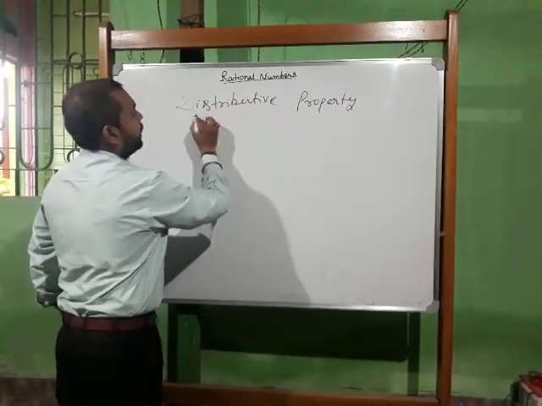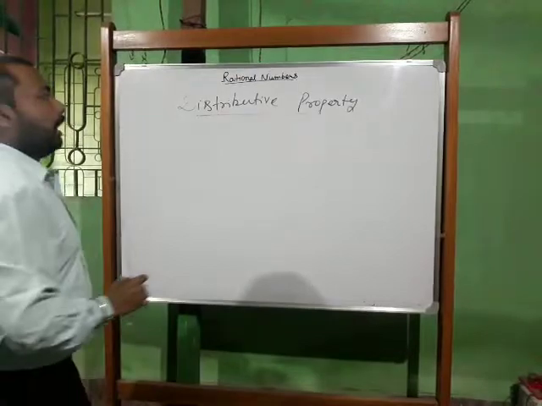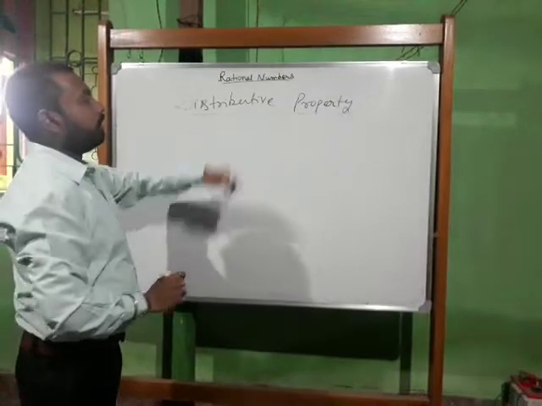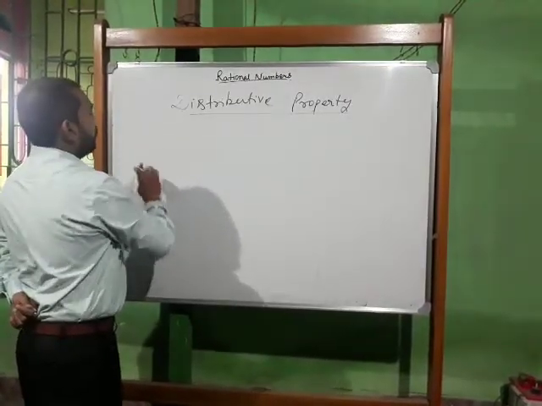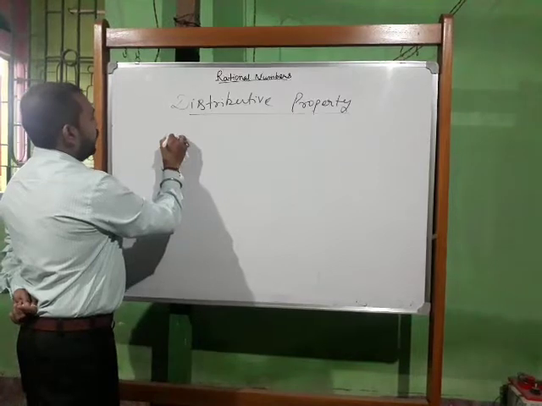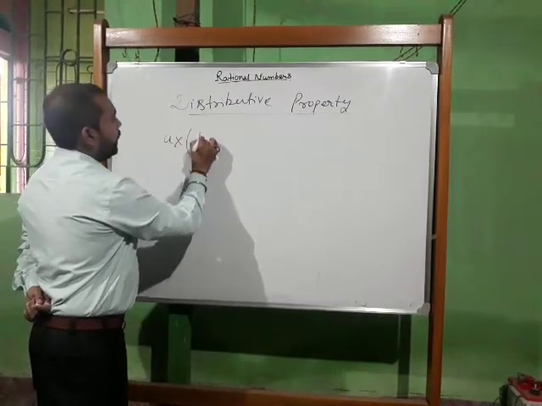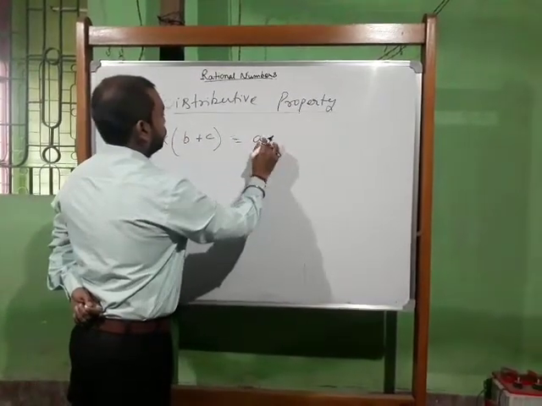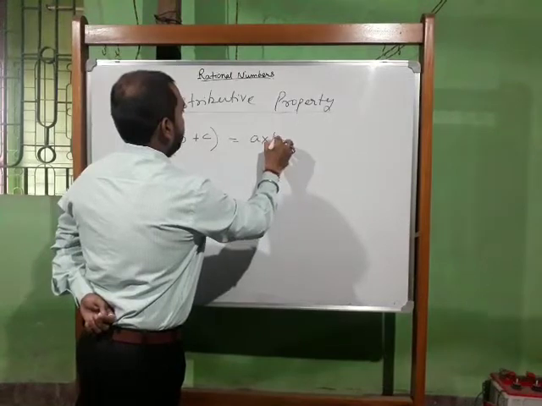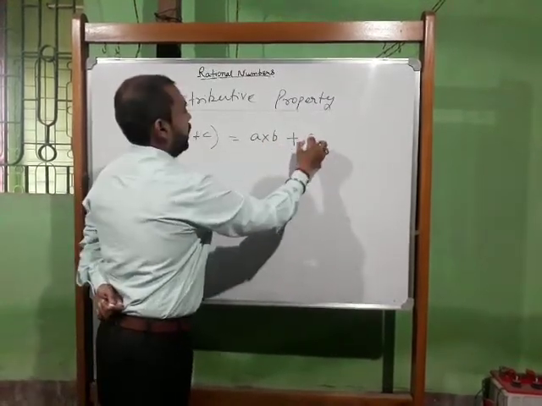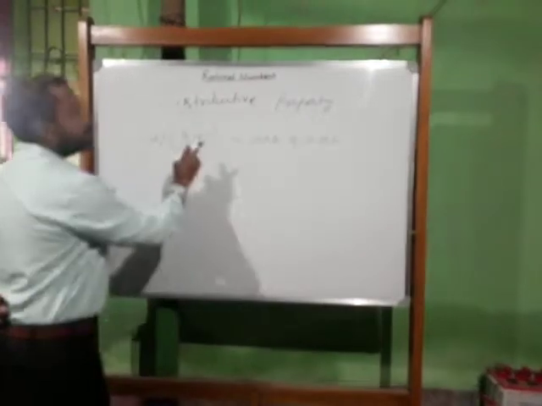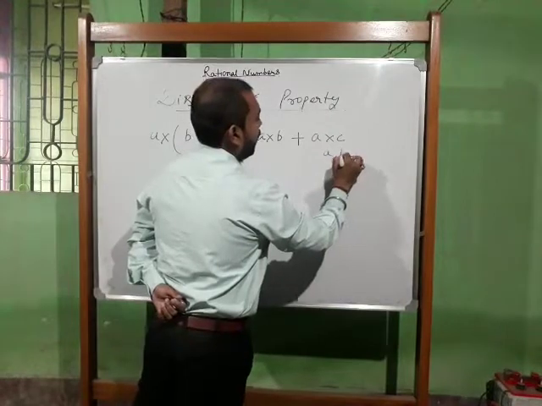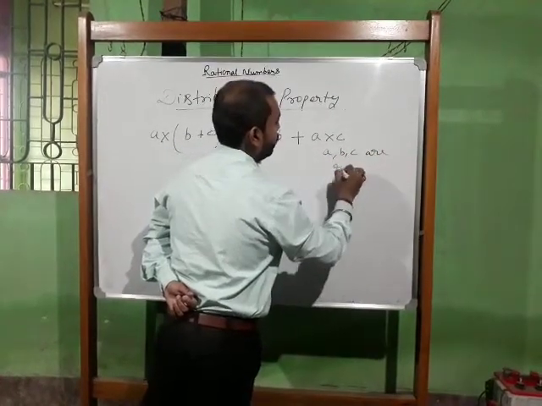So, distributive property over addition and subtraction. I'm not writing the full distributive property under subtraction and addition. So A into (B plus C) is equal to A into B plus A into C. So this is the distributive property under addition, where A, B, C are rational numbers.